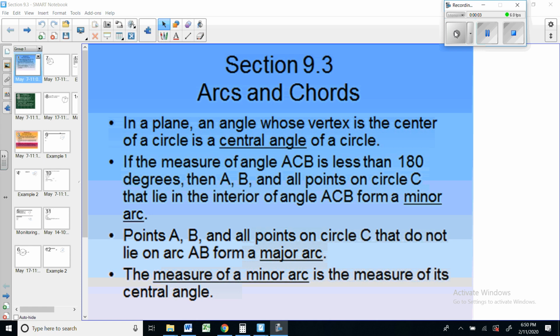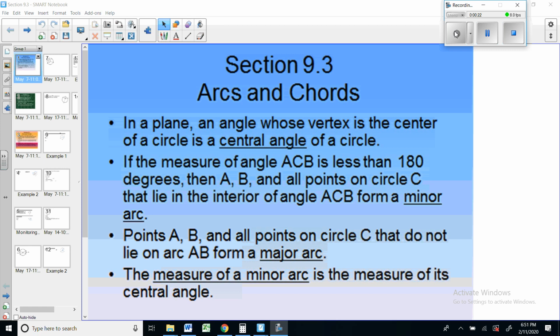So you're going to take a look at arcs and chords and relationships between different pieces of chords, but also measures of angles and arcs and degrees and how those go together. In a plane, an angle whose vertex is the center of a circle is the central angle of a circle.